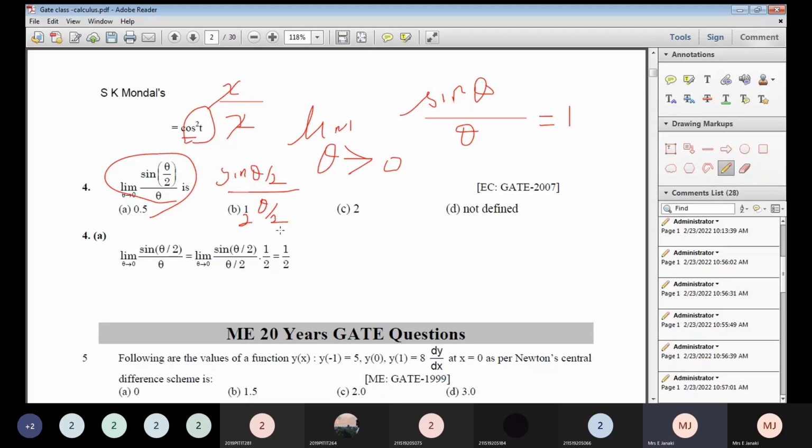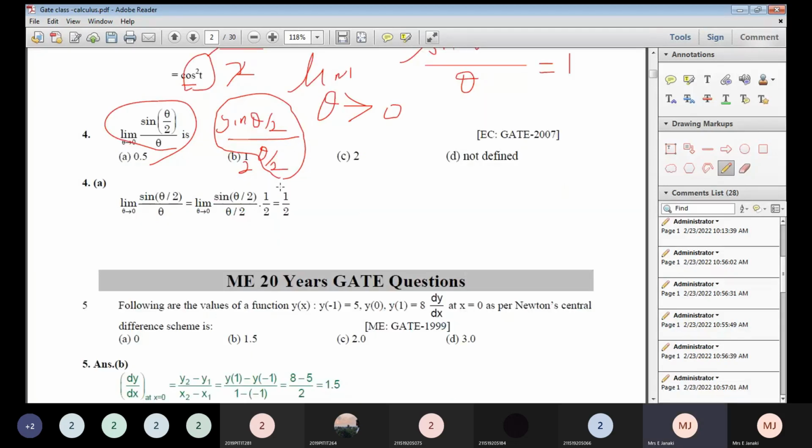Now apply the limit only for this term. You know that for a term like sine theta by theta, after applying the limit theta tends to 0, this value becomes 1. So 1 into 1 by 2. So the answer is 1 by 2.